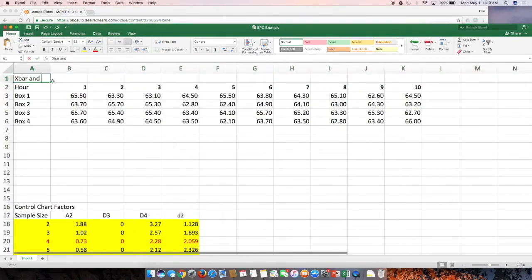X bar and R chart. You can also do that, insert a row and then type out what the objective is for today. Objective: X bar and R charts to understand process variation over time.